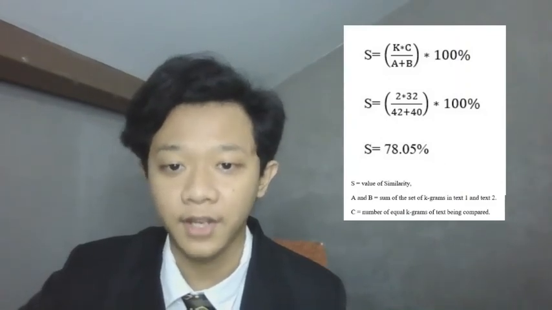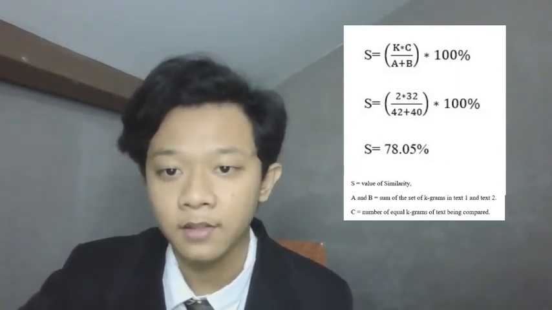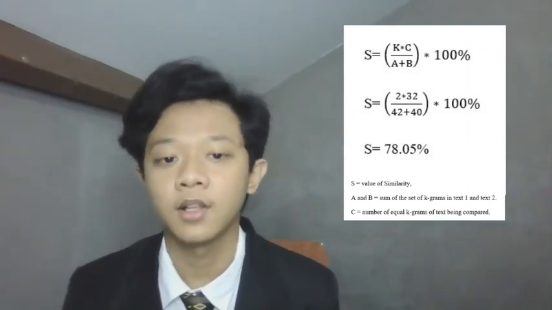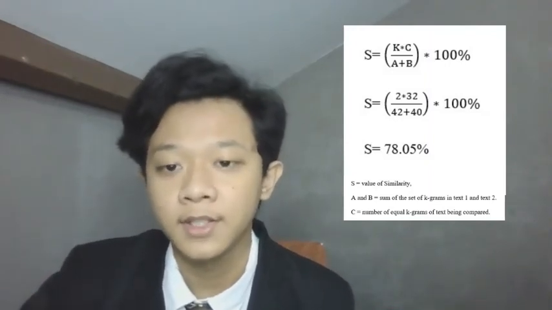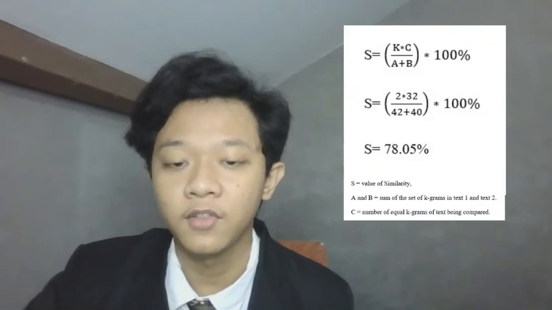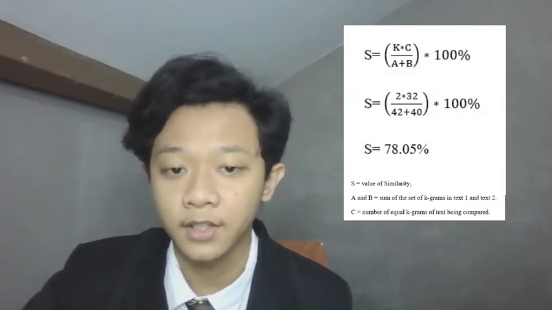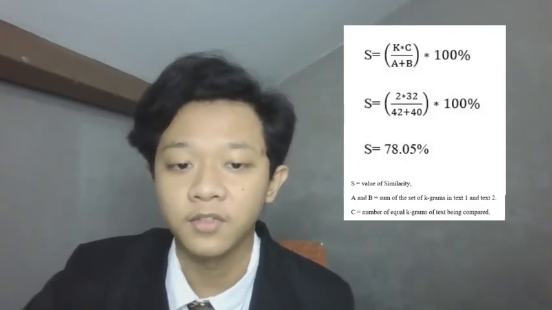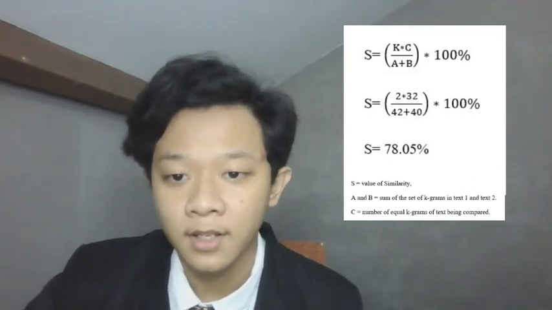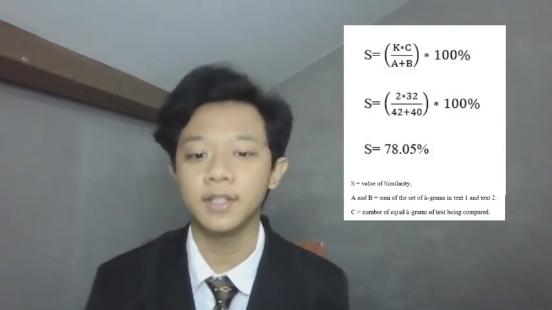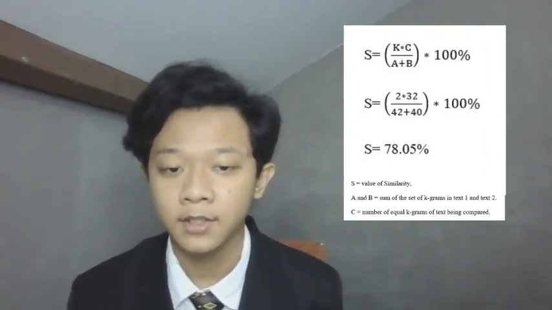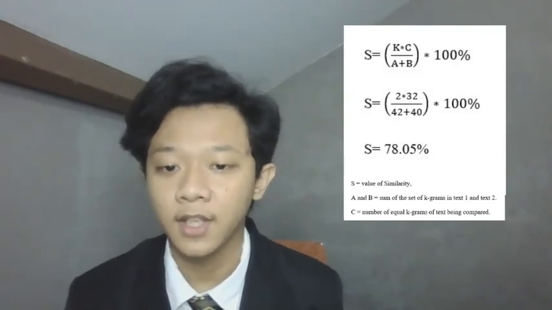2 is the coefficient. 32 is the value of c, which means the number of equal k-grams of the texts being compared. 42 is the value of a, which is the sum of k-grams in text 1. And 40 is the value of b, which is the sum of k-grams in text 2. Based on this calculation, it can be seen that the percentage of similarity between the two texts is 78.05%. Thank you.